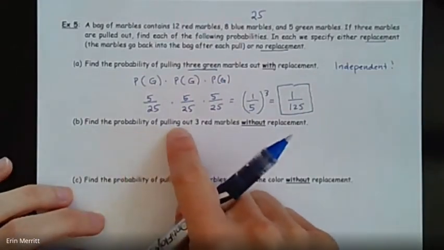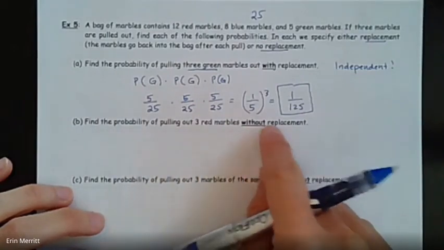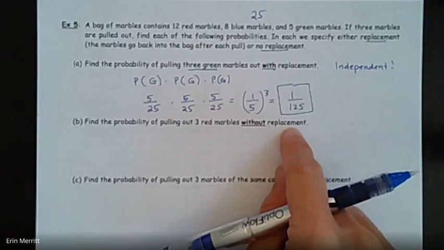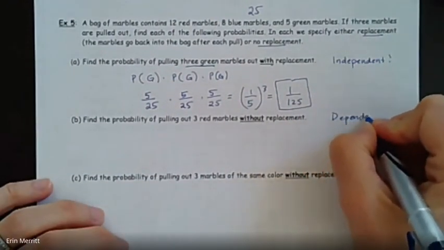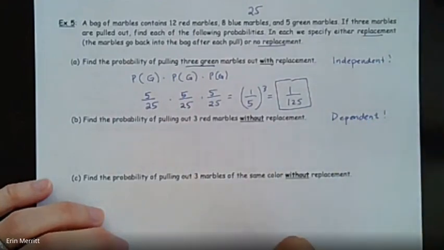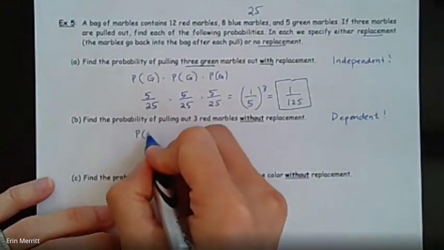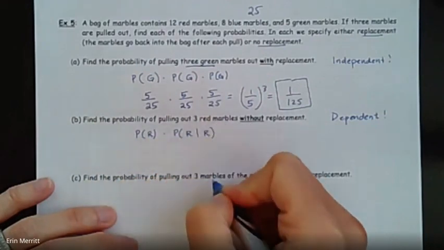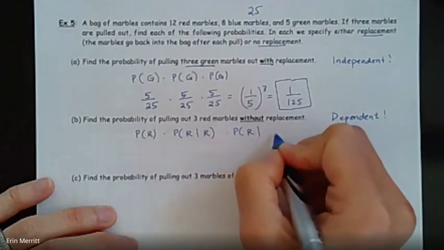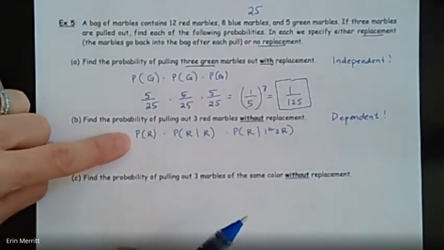All right, find the probability of pulling out 3 red marbles, but without replacement. All right, so if I don't put the marbles back in, each time I take one out, there's fewer marbles in there, which means these are not independent, or they are dependent events. So you just have to remember the probability is going to change here. Now, technically, we could say probability of red times the probability of red given that the first one was red, probability of red given that the first 2 are red. Do you really need to write that down? No, just think about how the numbers change.